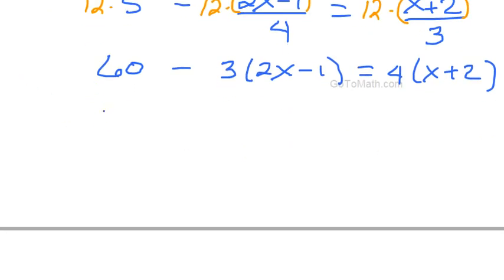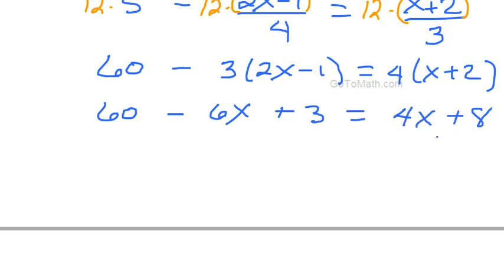Okay, so let's go ahead and clean this up. So we have 3 times 2 is 6x. We have a minus and minus here. We distribute that across, plus 3 is equal to 4x plus 8.